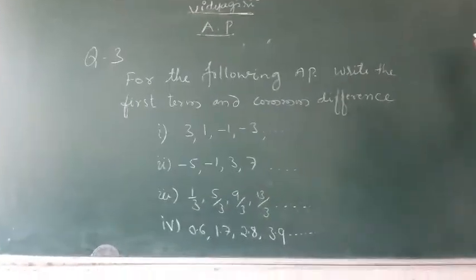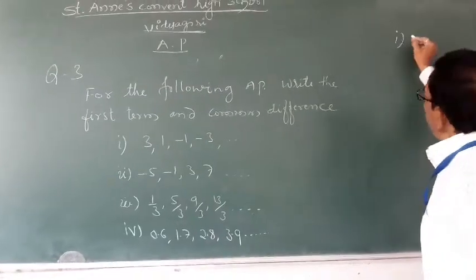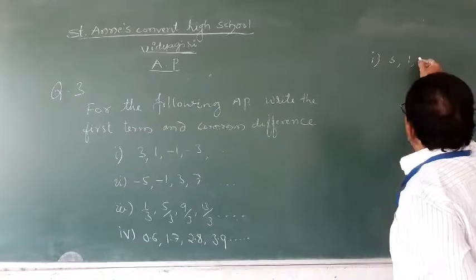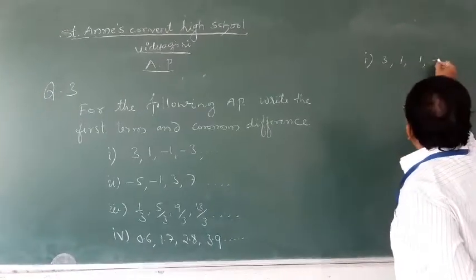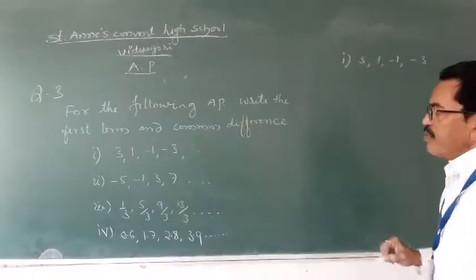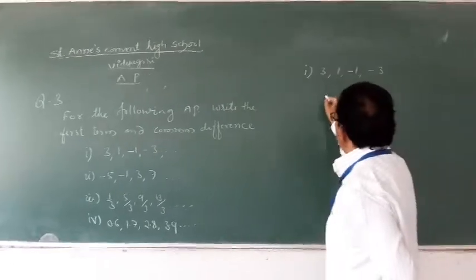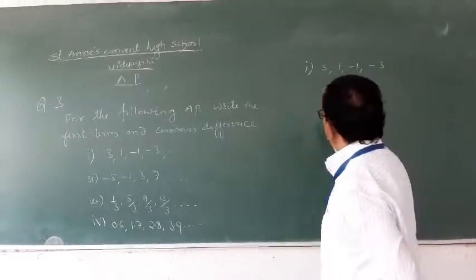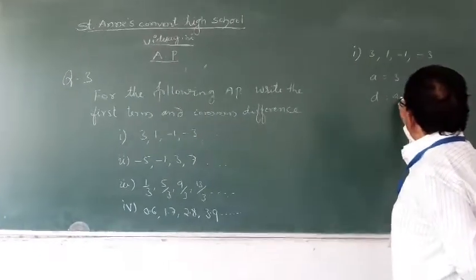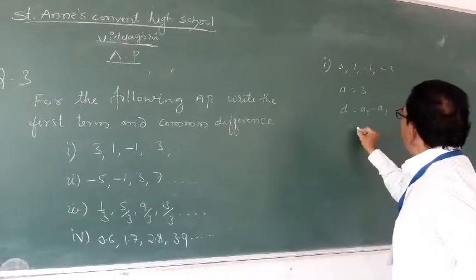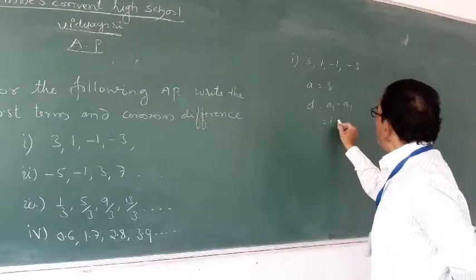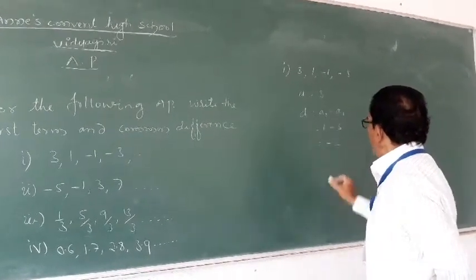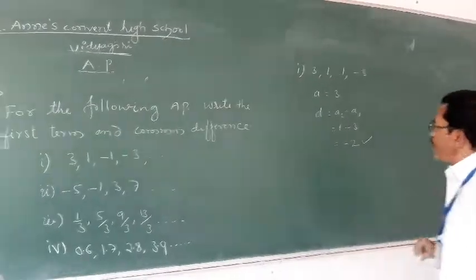See, the first one: 3, 1, minus 1, minus 3. Question is very simple. First term A equals 3. Common difference D equals A2 minus A1. A2, second term 1. 1 minus 3, that is minus 2. Common difference is minus 2.